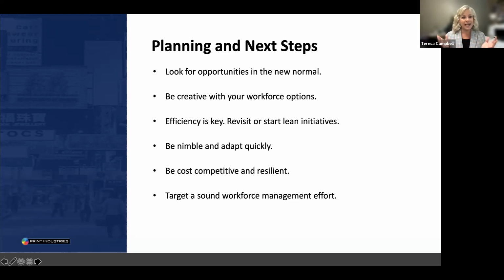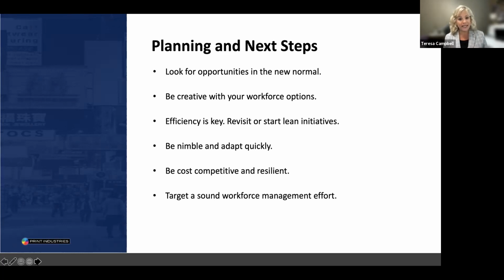Other industries are doing that. And as workers decide where they land long-term, some of that's going to be related to how creative you are with the options that you offer. Efficiency is key. It definitely plays a role in profitability. So now is the time to revisit or to start those lean initiatives again. Continuous improvement is not a once in a lifetime project. It's a daily event, and everybody has to always be looking for a more efficient way to do things. So put processes in place, reward your employees for bringing ideas of efficiency and continuous improvement.